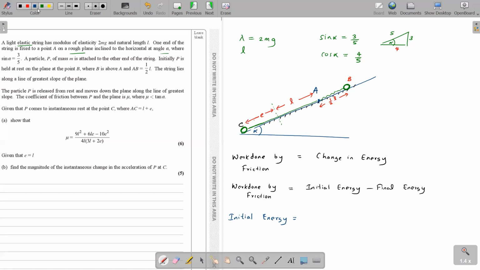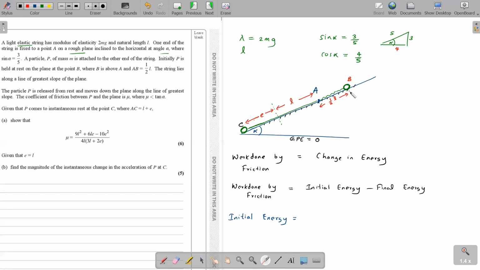Is that okay? Shall I move the particle to the corner here? Okay. So now, what is the G? I will take this lowest line as the GPE 0 level. Then let's work out the energies we have at the very top. They say they are releasing it from rest, right? It's held at rest on the plane at the point B.